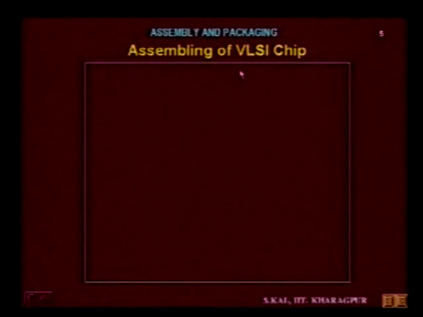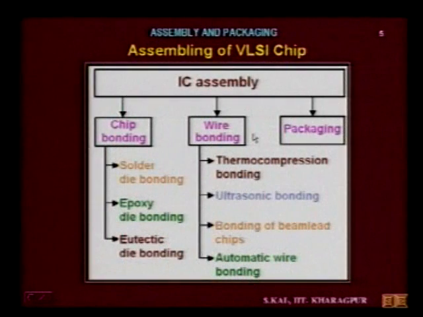Next, assembly of VLSI chips can be broadly categorized into three sections. One is chip bonding, then wire bonding, then packaging. So chip bonding, there are three varieties. One is known as solder die bonding, the other is known as epoxy die bonding, and the third is eutectic die bonding.